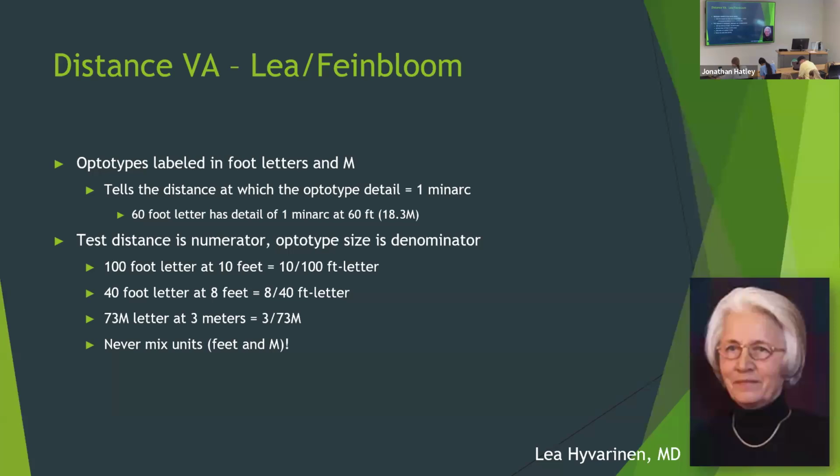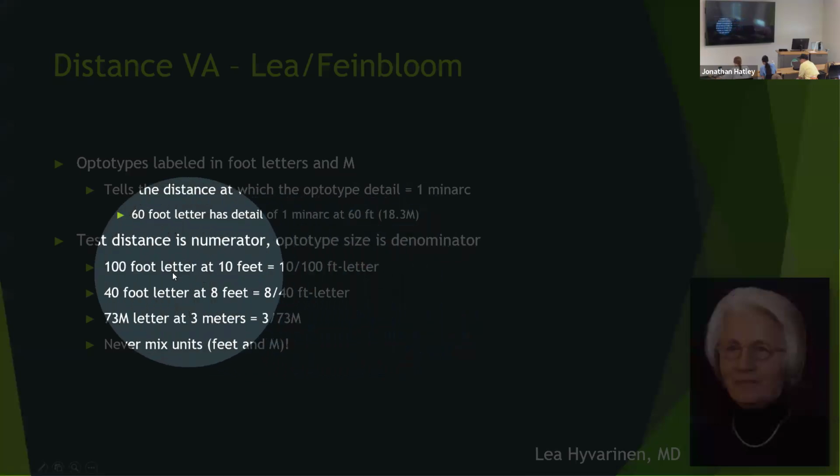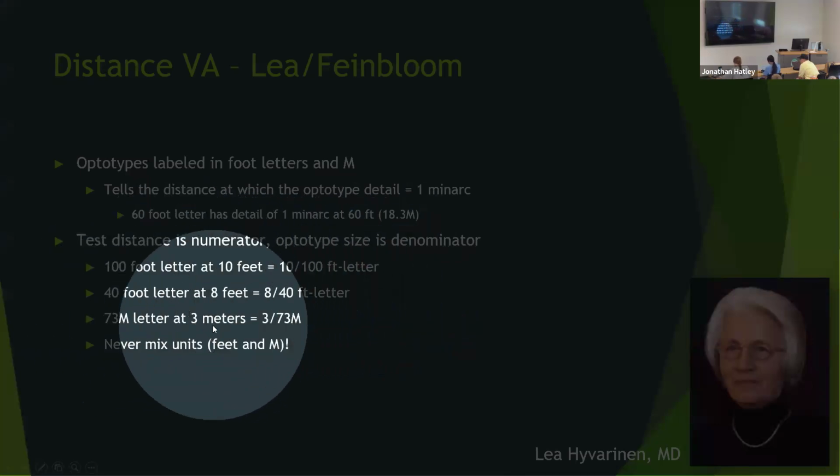Now, one thing to note, and I say it down here at the bottom, you don't want to mix units. So if your test distance is at 10 feet, then don't put an M acuity optotype there. Put a foot letter acuity optotype. If your test distance is at 2 meters, then you want to use M acuity. So you don't want to mix your units up on your chart. And other examples there are just how you would record, depending upon if you use foot letter or if you use M acuities.